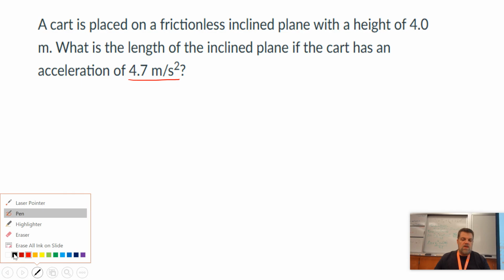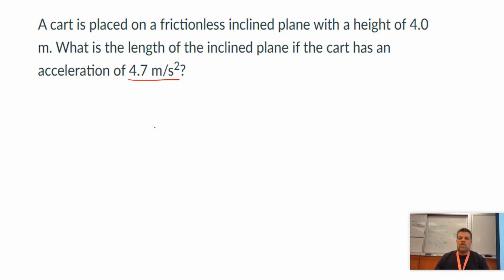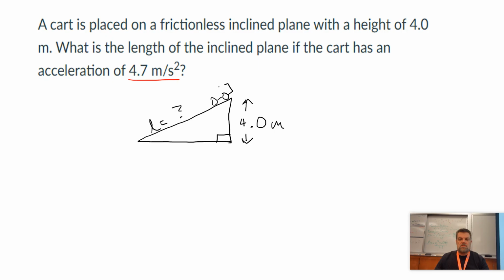So now, remember, what's the first thing we do when we solve a physics problem? Draw a picture. So an inclined plane is a ramp, and the height from here to here is 4.0 meters. What they want to know is this length right here. And they said that the cart, this is my cart, a perfectly drawn cart, that's the window, that's the door, is going in this direction with an acceleration of 4.7 meters per second squared.